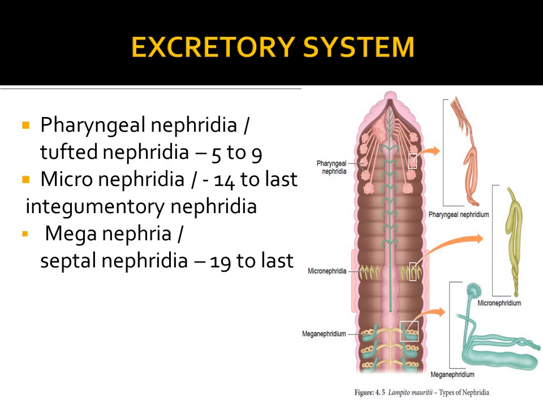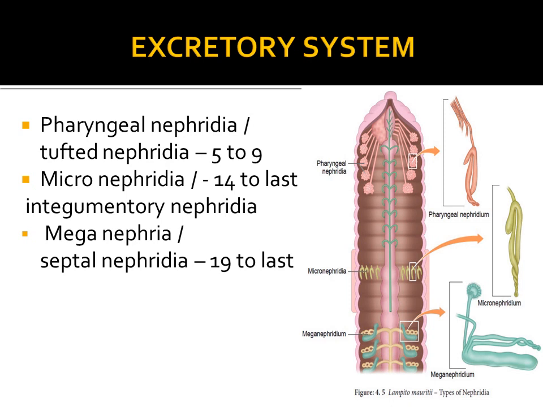The first nephridia is the pharyngeal nephridia, also known as tufted nephridia. Why is it called pharyngeal nephridia? Of course, it surrounds the pharynx region. Why is it known as tufted nephridia? Because it is a group or tuft-like structure, with coiled tubules like a tuft. It commences from the fifth segment until the ninth segment. Can you watch this figure? The first one is marked as the pharyngeal nephridia. It is actually one long coiled tubule that starts from the fifth and continues till the ninth segment.